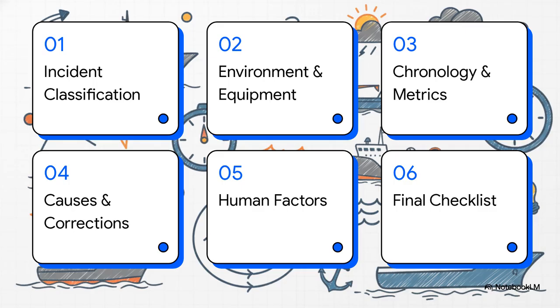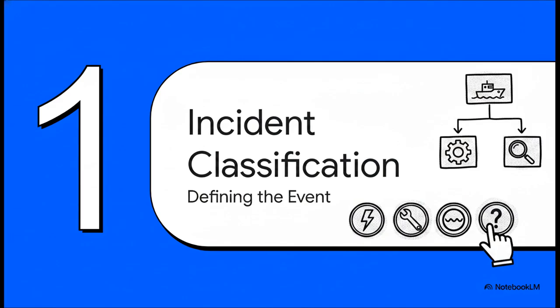Here's how we're going to break down our chronological anatomy of an incident today. We'll start with incident classification, move into environment and equipment, look at chronology and metrics, then causes and corrective actions, human factors, and finally the pre-submission checklist. Section 1. Incident classification, defining the event.